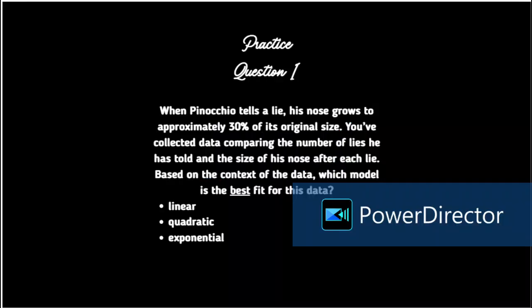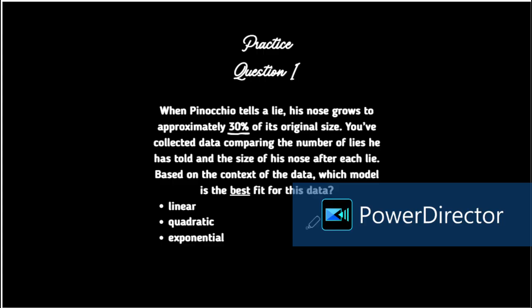This is at the end of the lesson. When Pinocchio tells a lie, his nose grows to approximately 30% of its original size. You've collected data comparing the number of lies he has told and the size of his nose after each lie. Based on the context of this data, which model is the best fit for this data? Pause it, figure it out, come back.